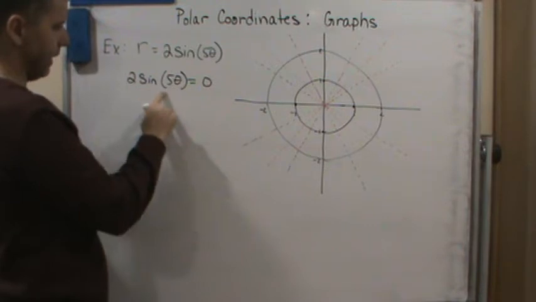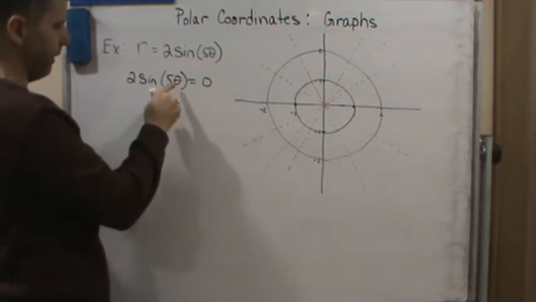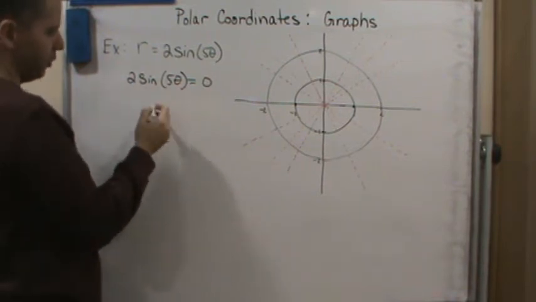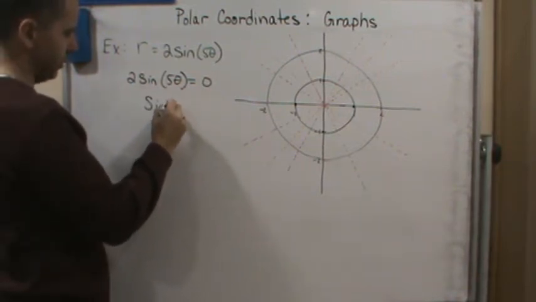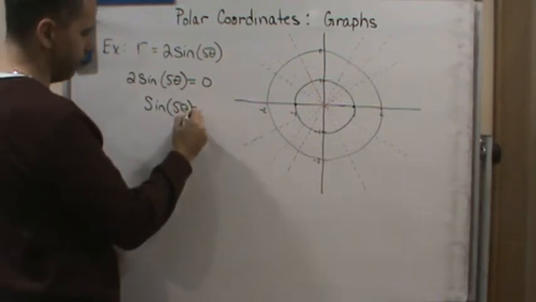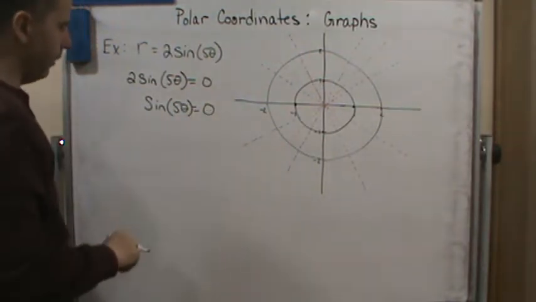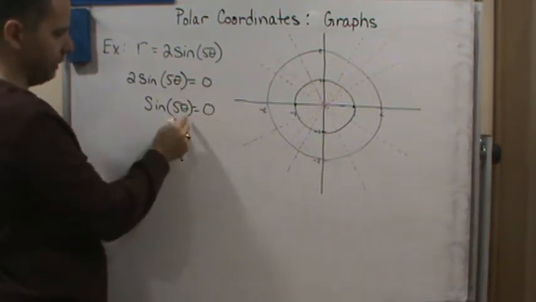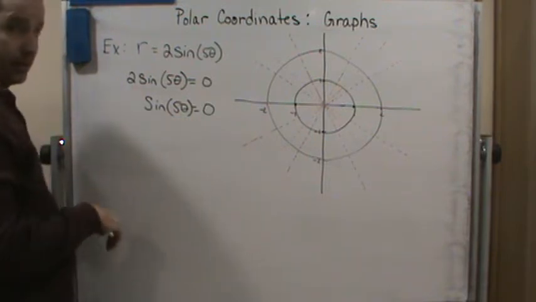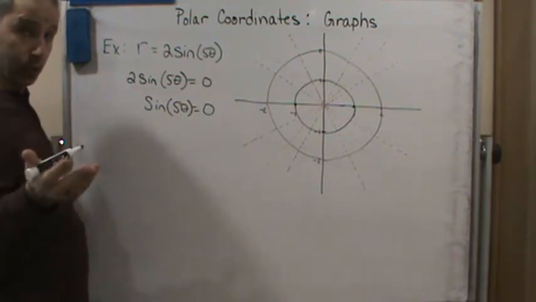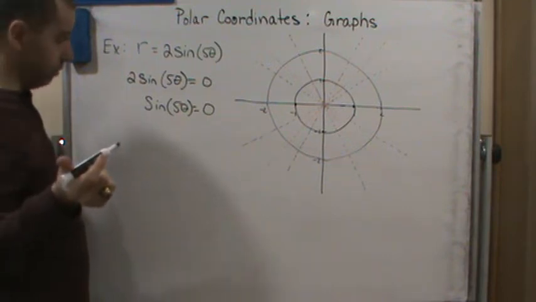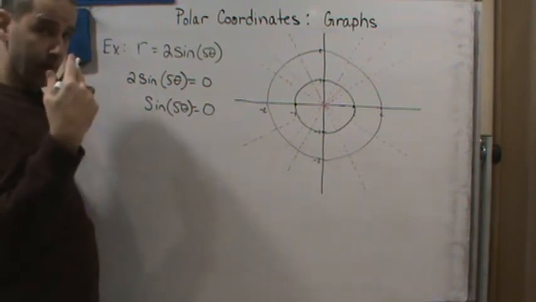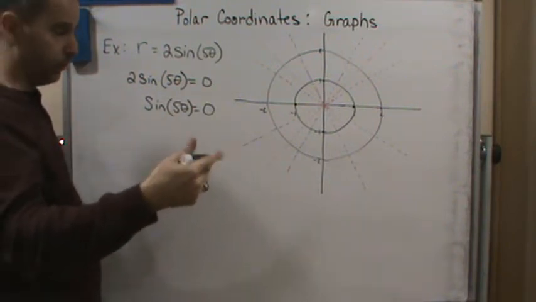I've got this equal to 0. I want to know all of the values of theta that make r 0. Now, if I divide this by 2, I'm just going to get the simplified equation, sine of 5 theta equals 0. Now, I know sine of any angle is equal to 0 if that angle is equal to 0, or adding or subtracting some multiple of pi.